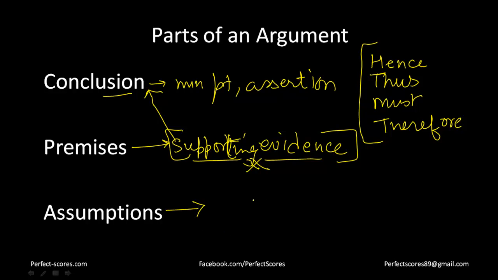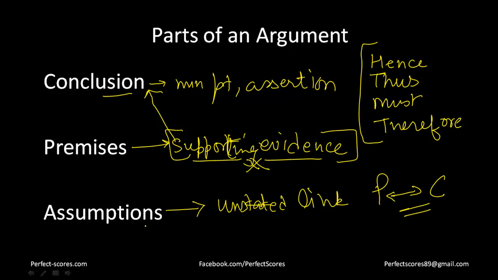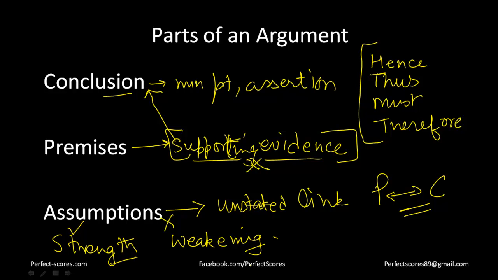And finally, we have the assumptions, which is basically the unstated link between the premises and the conclusion. If the assumptions are not correct, the argument will be weakened. So that is how we solve the strengthen and weaken questions. If we are going with the assumptions, we are strengthening the argument. And if we are going opposite to the assumptions, if we are showing that the assumptions of an argument are incorrect, we are basically weakening that argument. So this is how you are supposed to strengthen or weaken an argument.